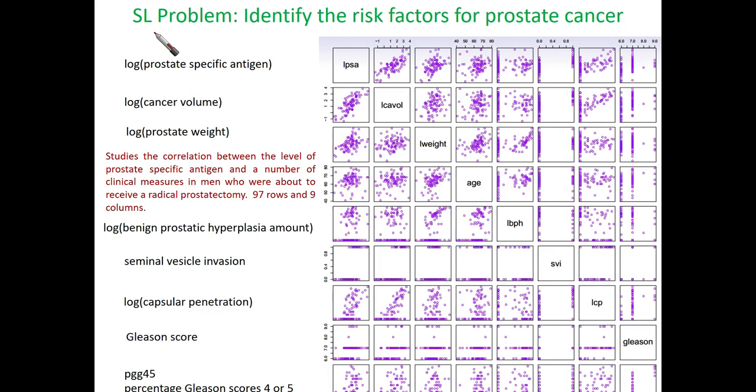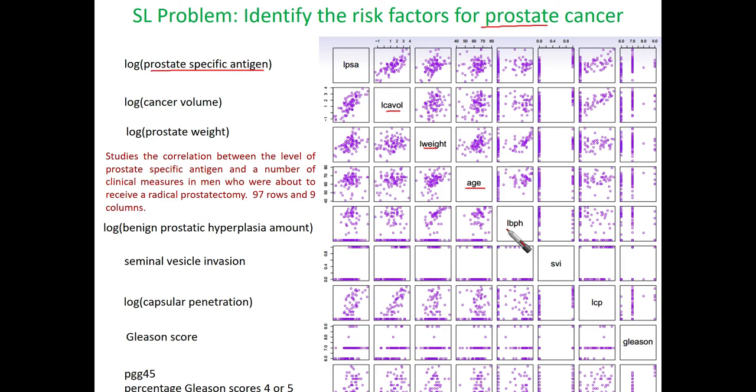Statistical learning problems can also be, for example, where we are interested in identifying the risk factors for some specific cancer, let's say prostate cancer. Here is the data, very old data from around 1987 or 89. What is this data? It includes prostate specific antigen, which is some sort of measurement. You don't need to understand how it works; it's just some variable. And then it has cancer volume, prostate weight, age, and some others.